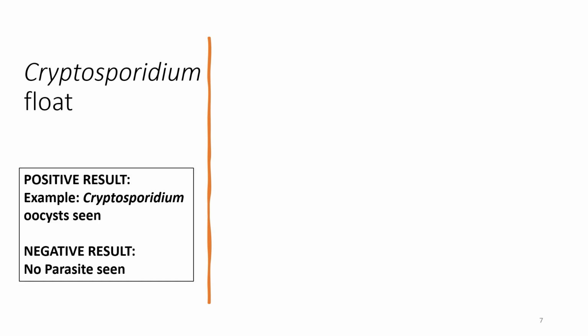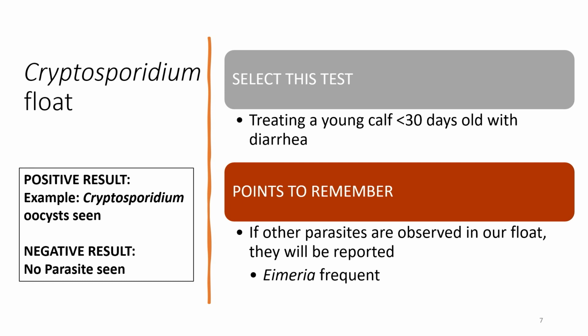Now, a Cryptosporidium float is a special kind of float that we offer here at the KSVDL, and so the results may look something like this. If we see a positive result, we're very specifically looking for Cryptosporidium, but also for other parasites in this case. We will say if oocysts were found, we'll report that. But if other parasites are found, and very frequently we see Eimeria in the Cryptosporidium floats, we will also report those.